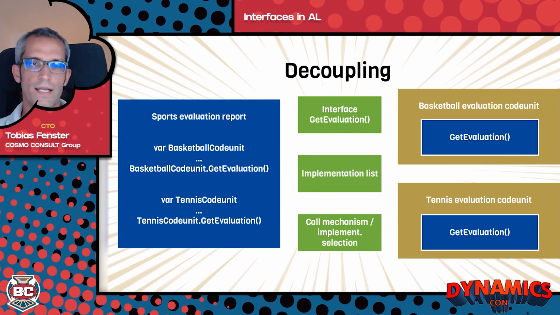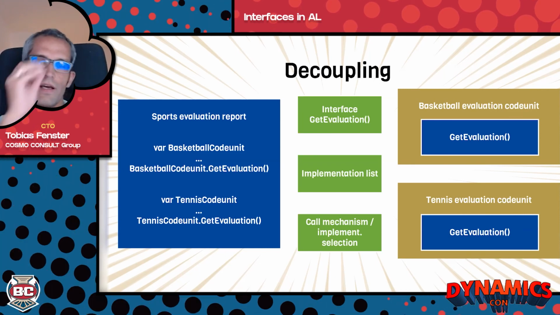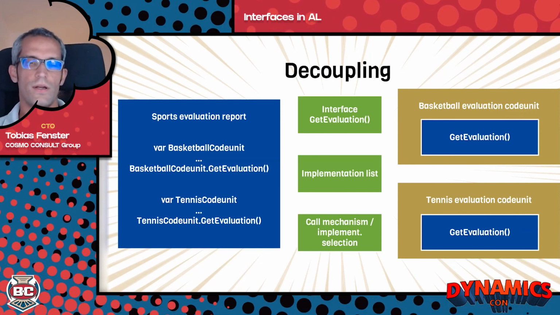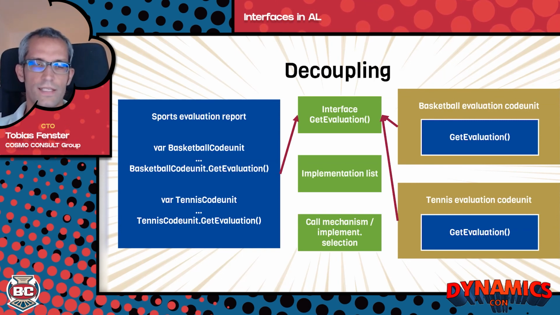To get back to my example of before with the legal change at January 1st, that implementation would know until December 31st, I need to provide that component. And from January 1st, I need to provide another component. So how does this actually work? The sports evaluation report only thinks about the interface. It only has knowledge about the interface.